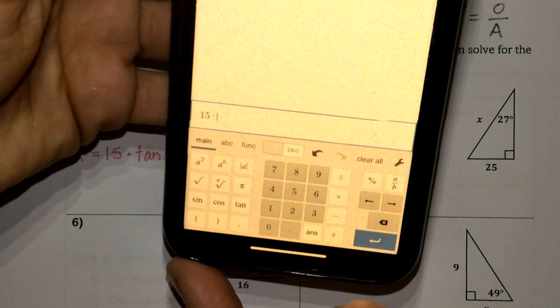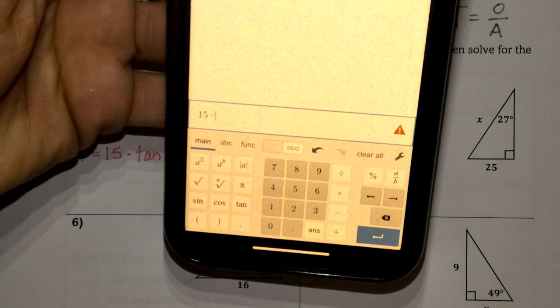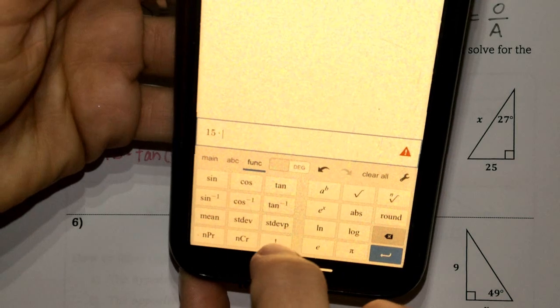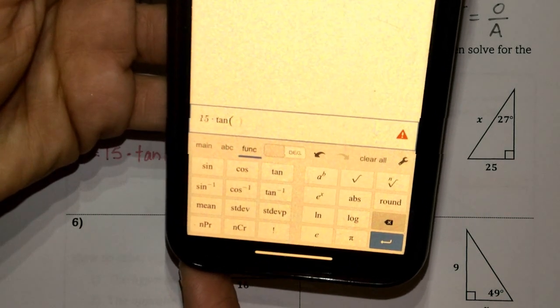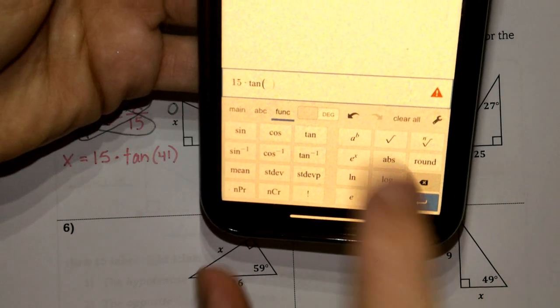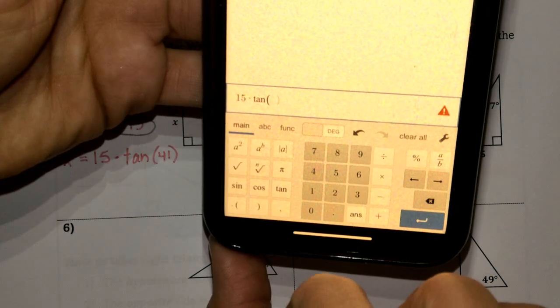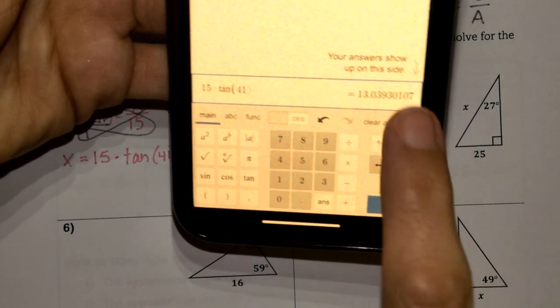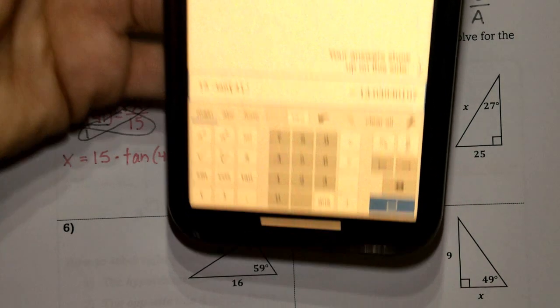I'm going to push multiply. Your trigonometric functions are going to be under FUNC for function. We had the tangent, so I'm going to click on tangent. We had 41 as our angle measurement, so you go back to main so you can get back to the numbers, type in 41. And the great thing is you don't even have to press enter. It gives it to you right here.